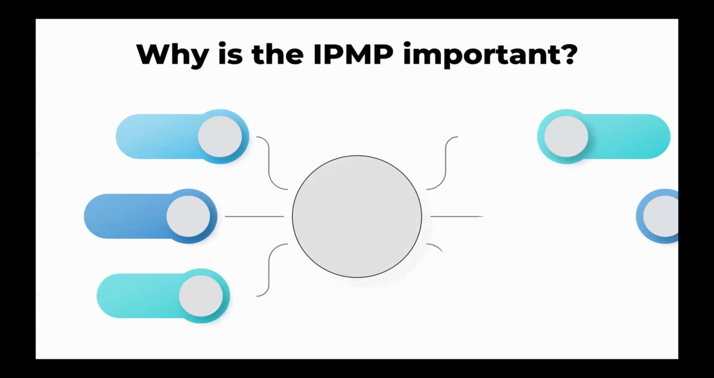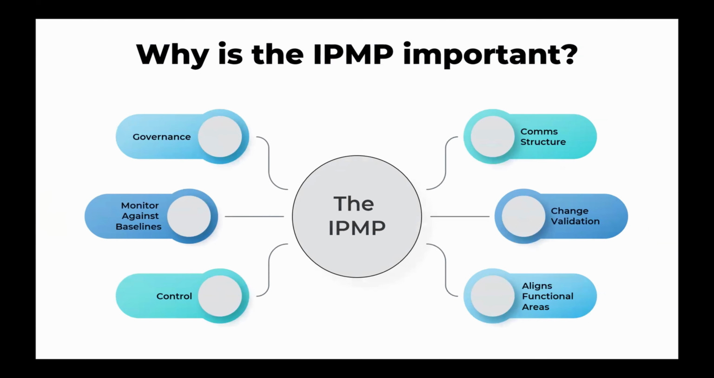A well-built IPMP supports governance. It helps you monitor against baselines. It helps you control processes. It builds communication structure. It helps with change validation, and it helps you find alignment across all functional areas. These are all vital things that the PM needs to consider when managing project work.